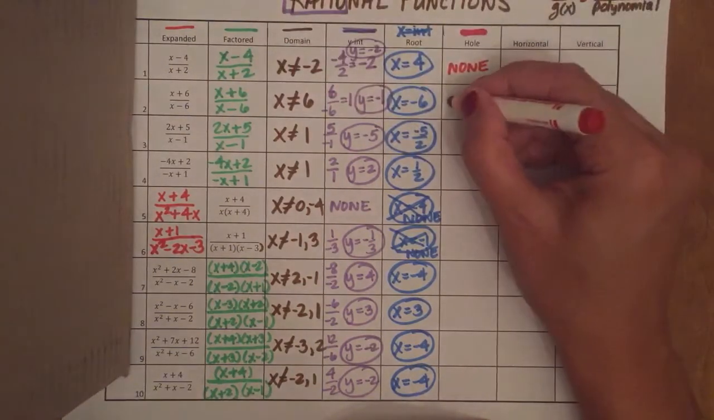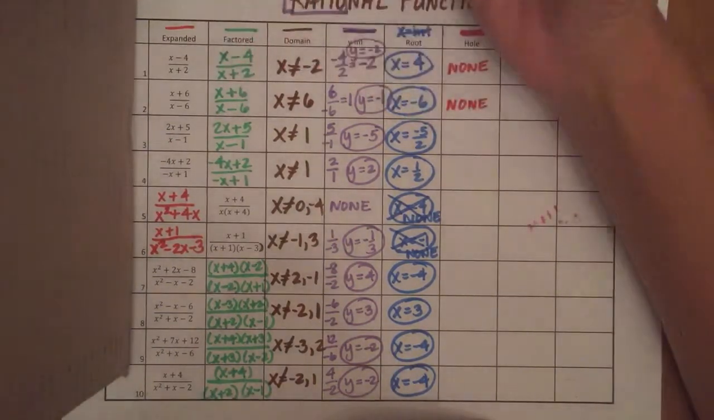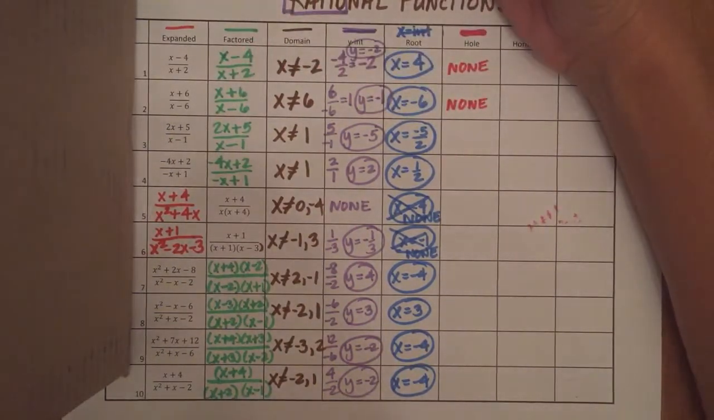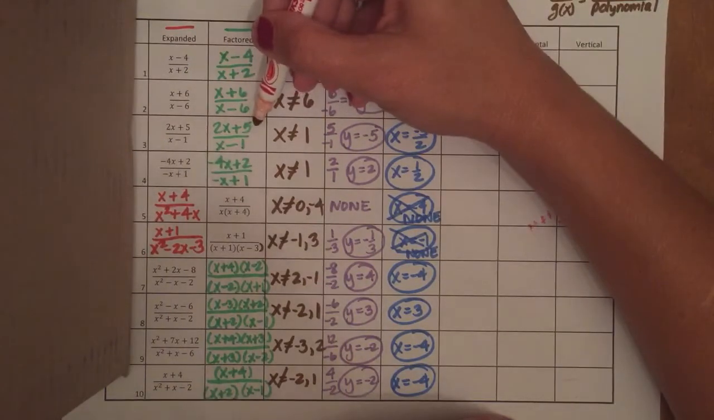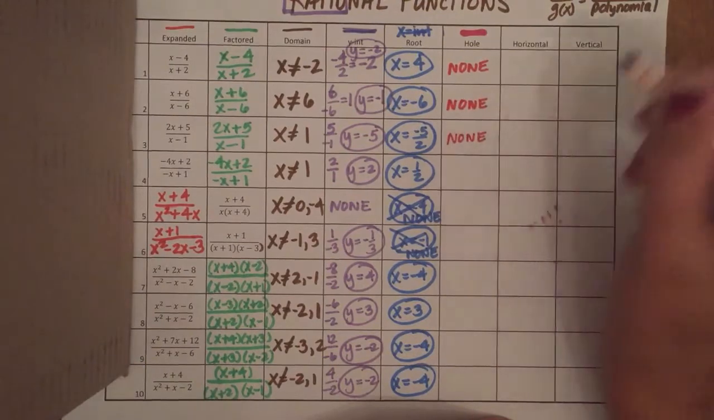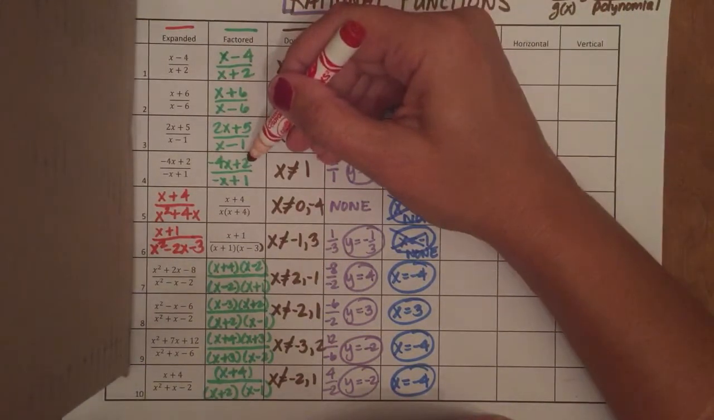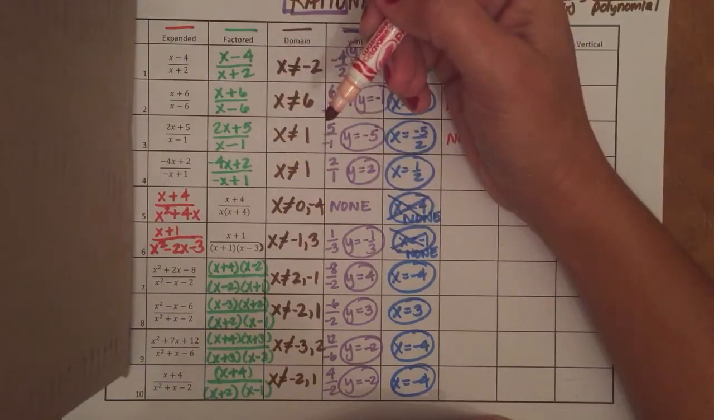Number 2, x plus 6, x minus 6, no other factors. There's no hole here either. We don't have any repeating factors. 3, same thing, 2x plus 5 over x minus 1. There are no holes here. Pretty simple.